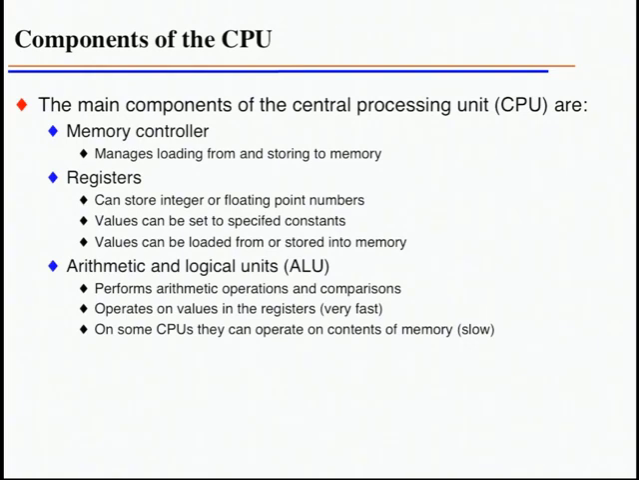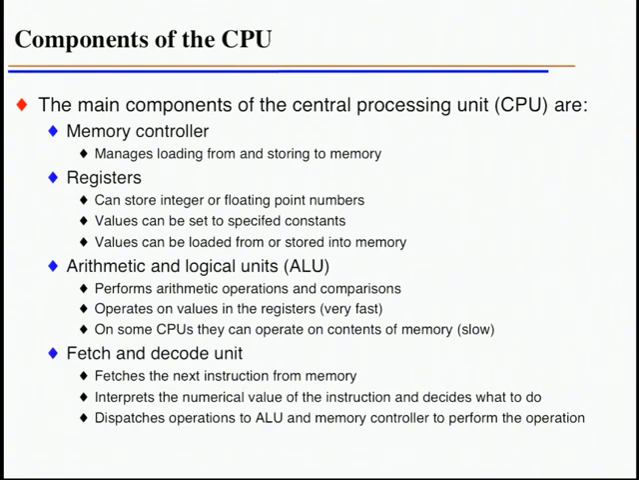Then in the central execution part, there are the arithmetic and logical units, which perform the actual arithmetic operations or comparisons, as the name already suggests. They can operate on values that are already in the registers. And depending on the architecture, some CPUs can also directly operate on contents that are in the memory, but this is a lot slower.